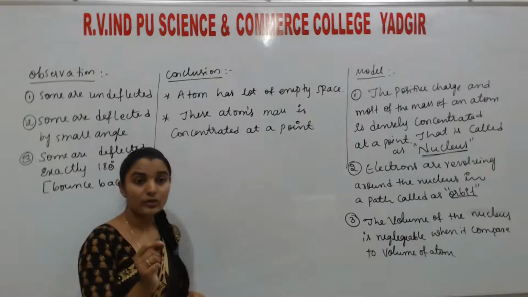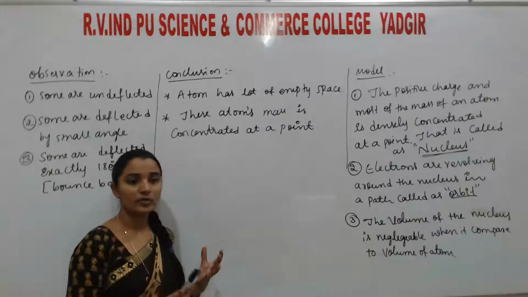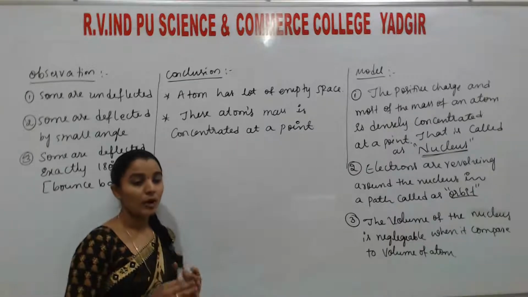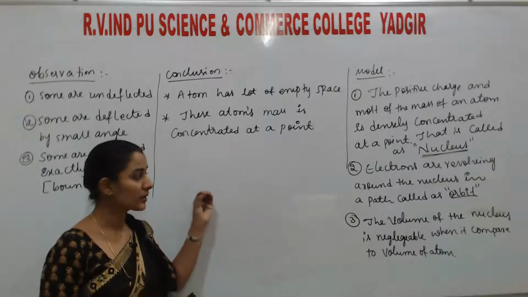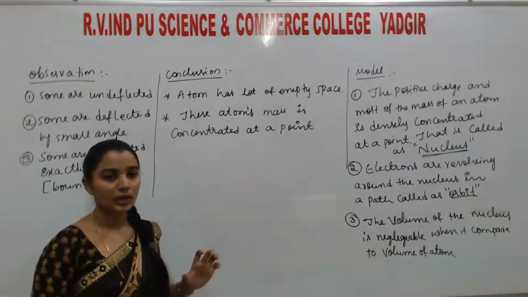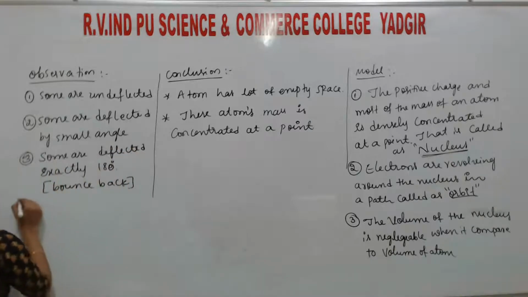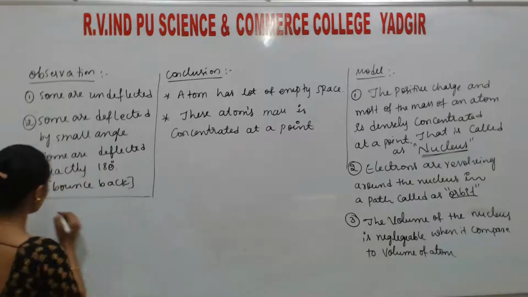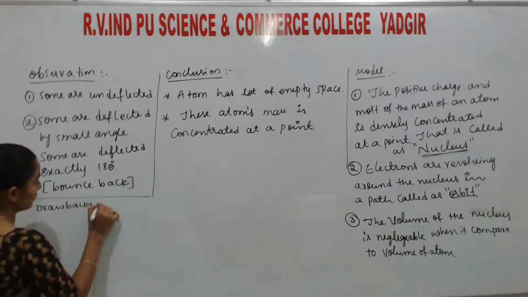Students, as I told you, he suggested this and was awarded the Nobel Prize also. But even though, presently we are following the quantum atomic model. What is the reason? Because this model is also wrong. He never successfully explained some criteria of the atoms. So what are those criteria? What are those drawbacks? So I'll take the drawbacks here.